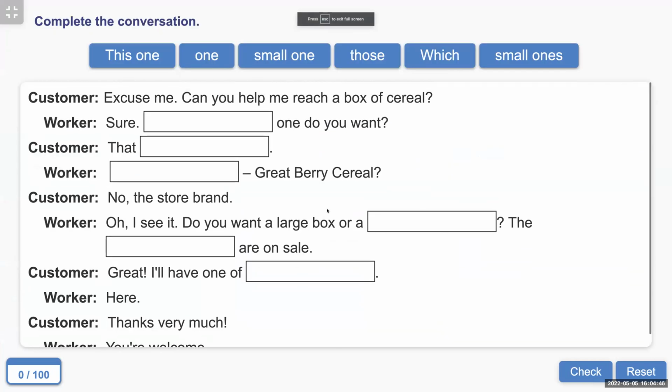Now we have a conversation. You have to complete it. We have the words this one, small one, those, which, small ones.